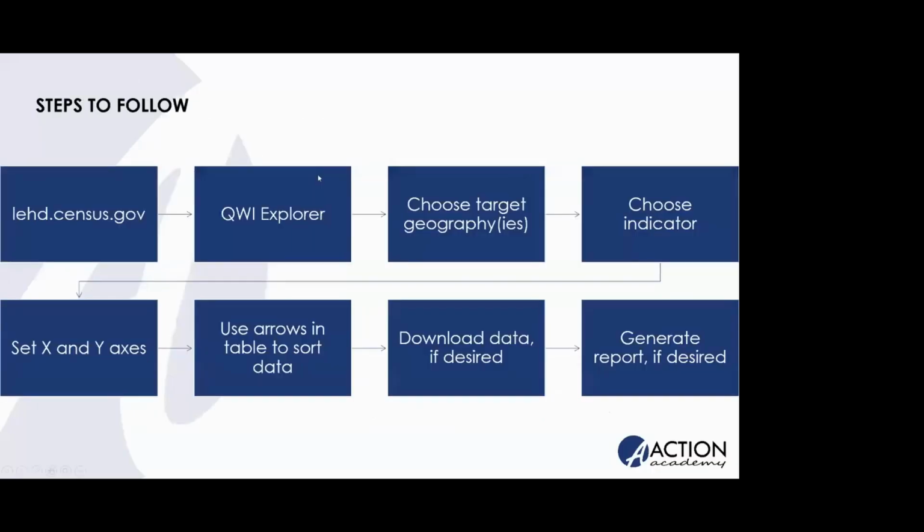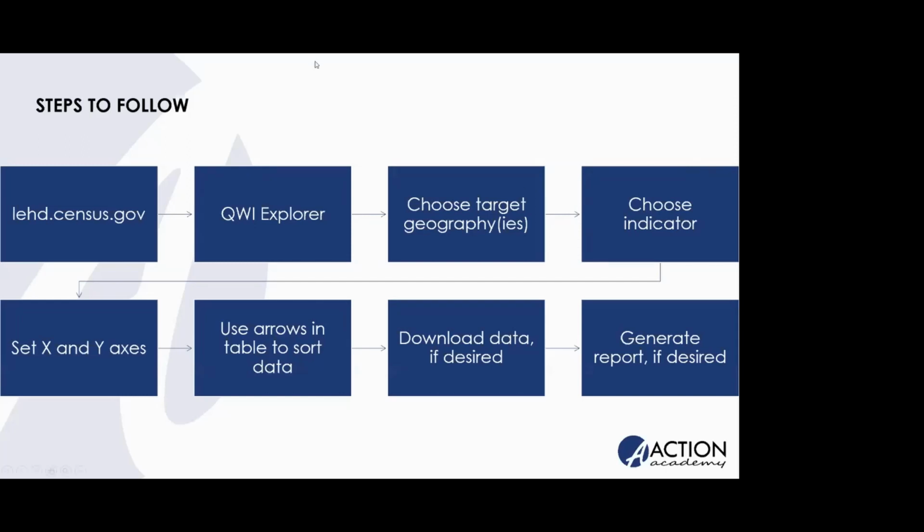Let's go ahead and, as a bonus to you here today, I wanted to show you a fifth question here as well that we can take a look at. So again, that process looks a little bit different. That is not cbb.census.gov. That is lehd.census.gov. We use the QWI Explorer. We chose our target geographies using Michigan here. We chose our product indicator. We set our X and Y axes. We use the arrows in the table to support that data. We could download that data or again, generate reports if desired here as well.